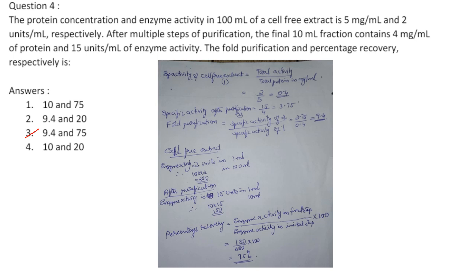Now cell-free extract enzyme activity, 2 units in 1 ml. So 100 ml, 100 into 2, that is 200. Now after purification, it is 15 units in 1 ml. So in 10 ml fraction, it will be 10 into 15, that is 150. Percentage recovery is enzyme activity in final step divided by enzyme activity in initial step into 100. So 150 divided by 200 into 100, that is 75%. So the answer is 9.4 and 75%.